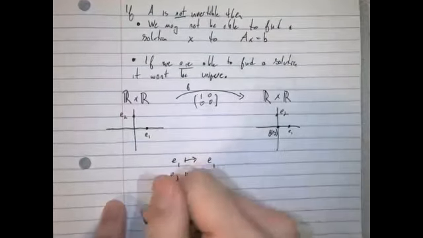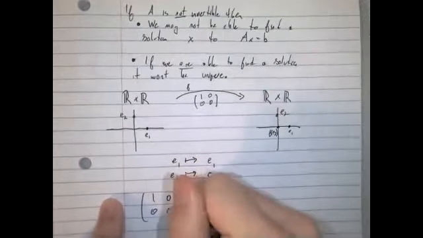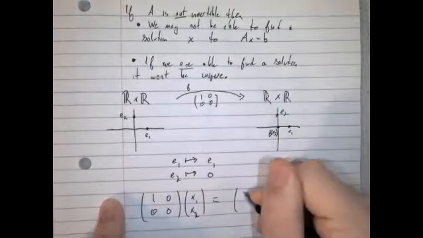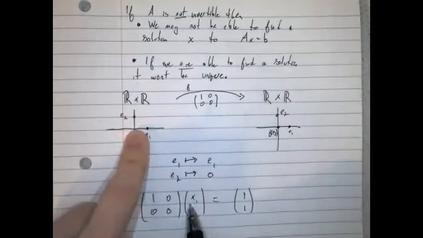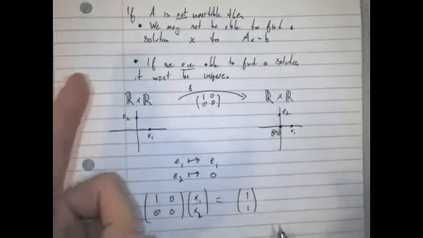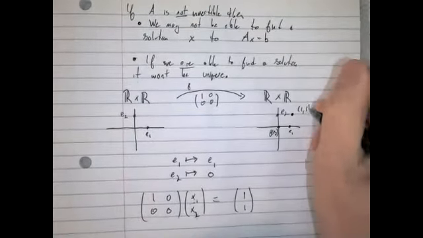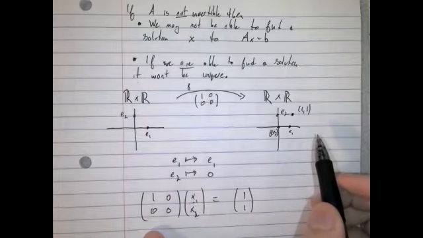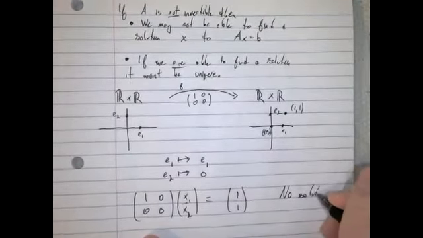So here's an example. If I want to solve the equation 1, 0, 0, 0 times the vector x1, x2 equals 1, 1, what I'm asking for is a vector with coordinates x1 and x2, such that when I map it over here, it goes to this point, 1, 1. Is there a solution to this linear equation? No, there's no solution. Why is that?